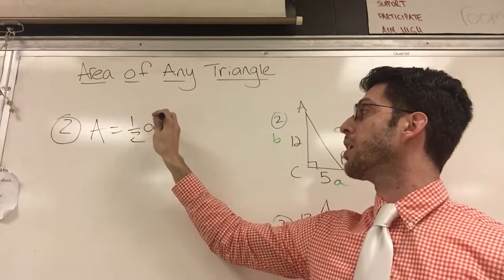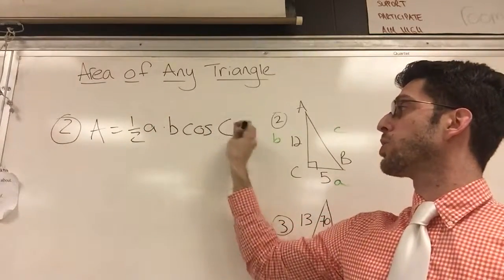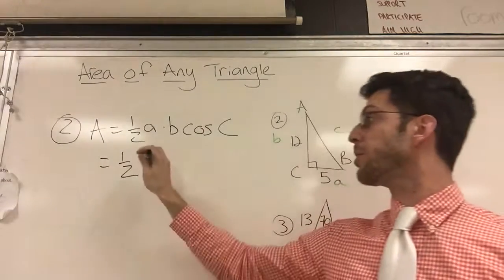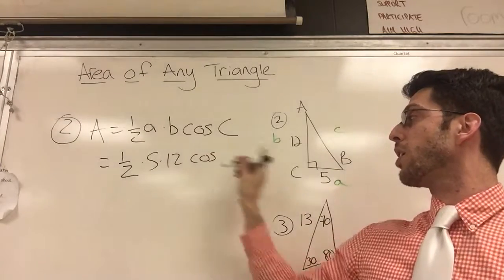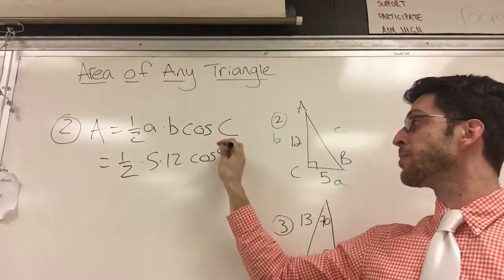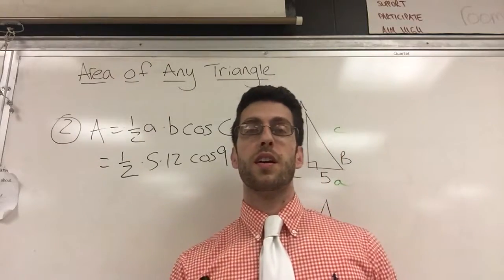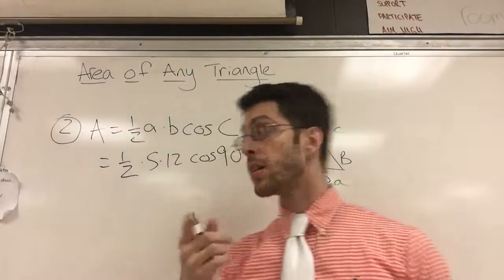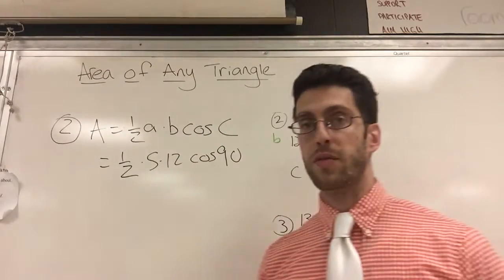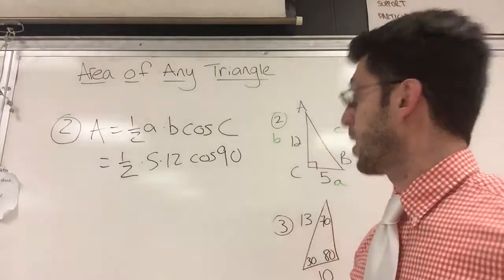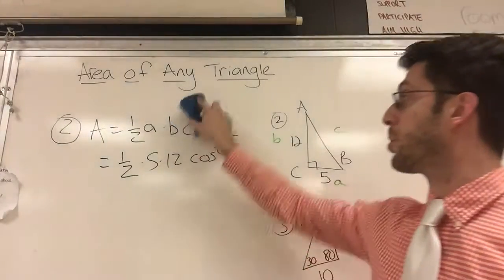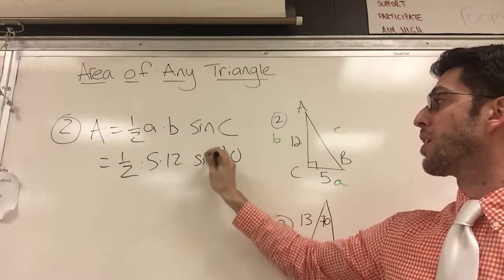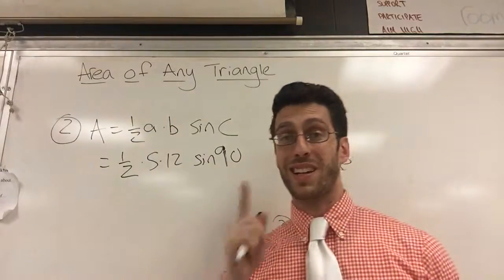So it's 1/2 little a times little b sine big C. That's 1/2, what's little a? 5 times 12 times the sine of big C, which is 90. I did this one on purpose because I wanted you to know the old way to do it and the new way to do it, and I happen to have memorized the sine of 90. I'm sorry, I wrote the wrong formula. I'm glad you were checking up on me. I said it was the sine of C, the sine of 90.